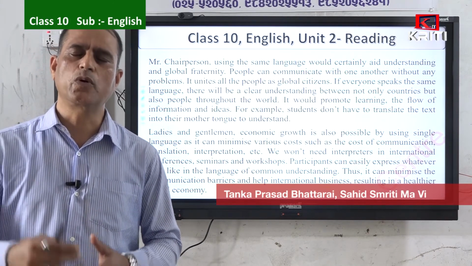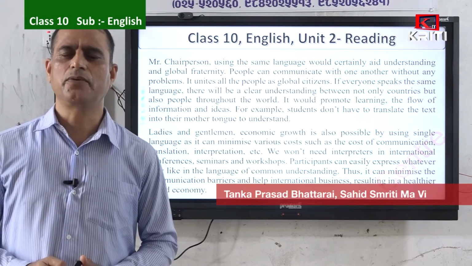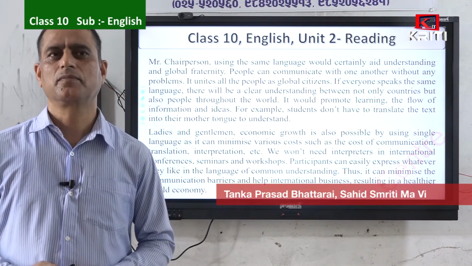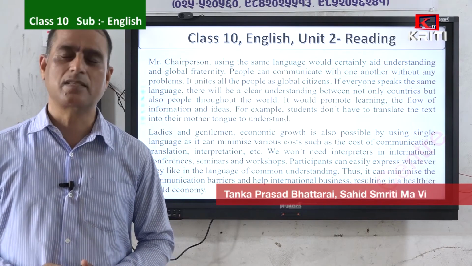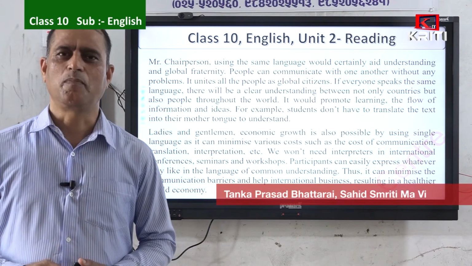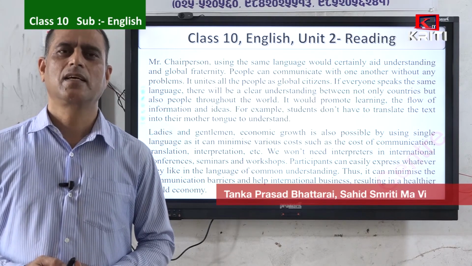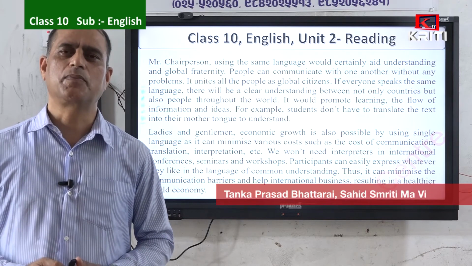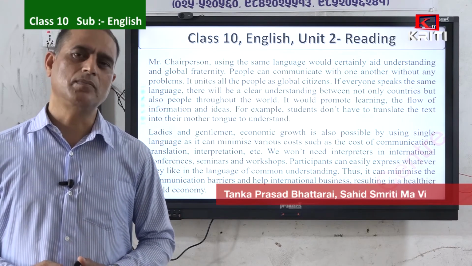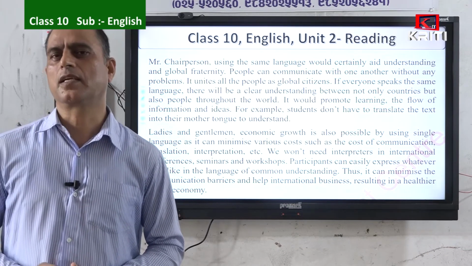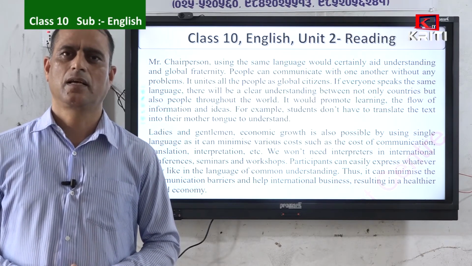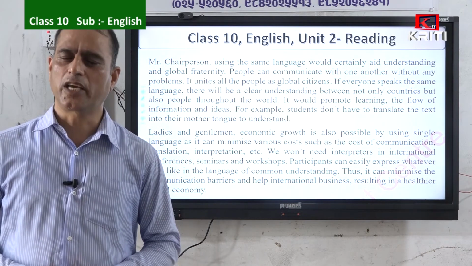Interpreters are those people who can speak both languages being used. Chinese president speaks in Chinese language. Nepalese prime minister speaks in Nepalese language. How can they understand? No, Nepalese prime minister can't understand Chinese, and Chinese president can't understand Nepali language, then there is a problem. In such a problem, what happens? One third person is essential, and the third person is known as interpreter or translator. So the cost of communication reduces.